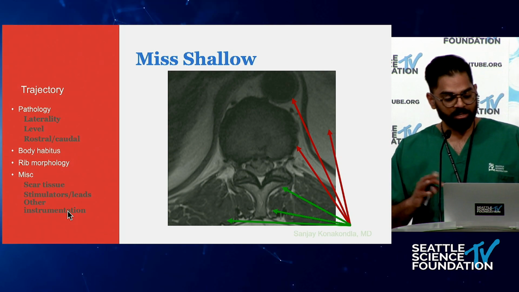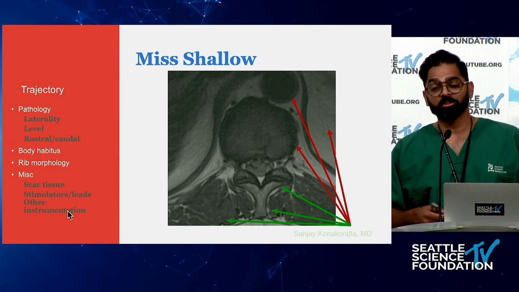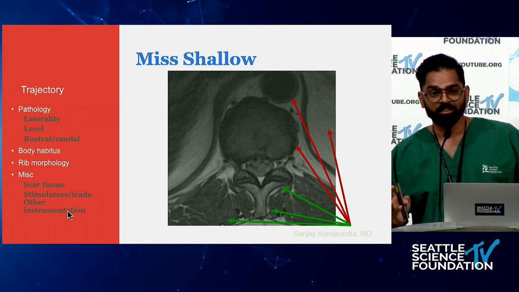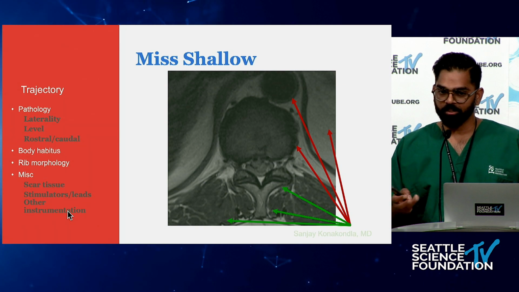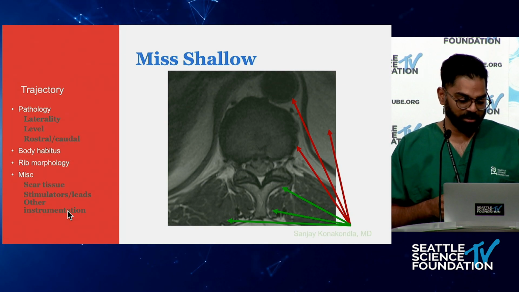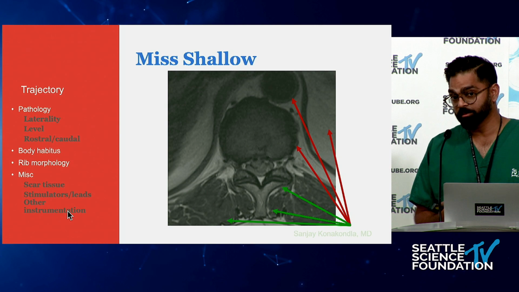So other miscellaneous things that we have to worry about are scar tissue and stimulators, right? You're coming in a completely new approach. So these stimulator leads are going right sort of where you are, especially when you're in the lower thoracic. You want to make sure that you're not taking out some of those very crucial leads that some of these patients still need.